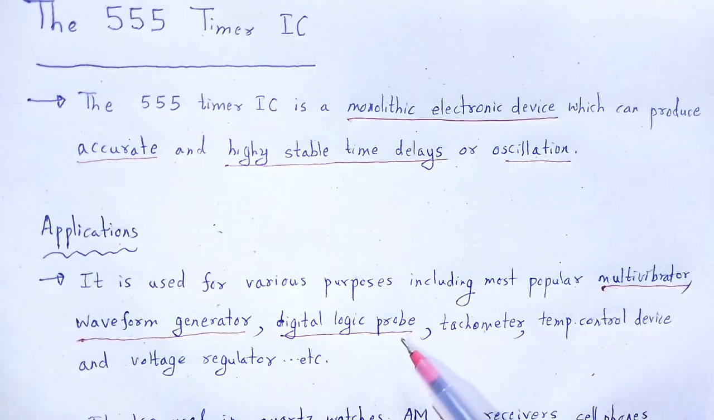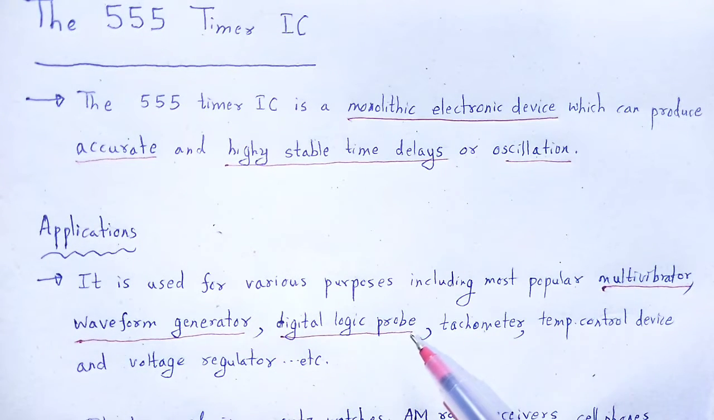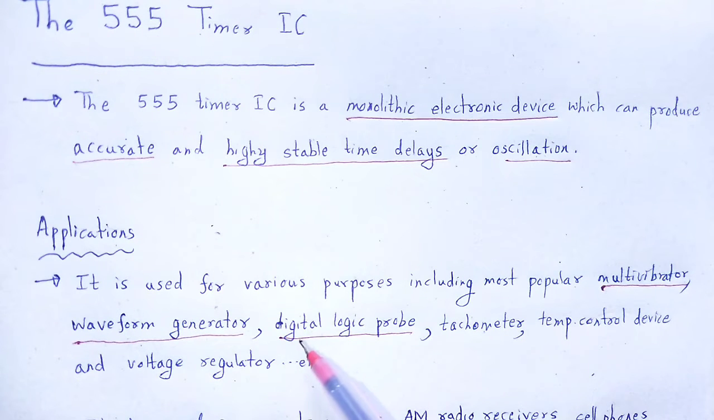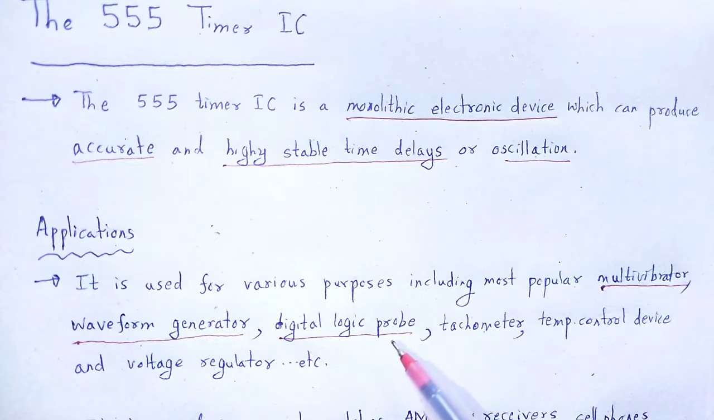A digital logic probe is an electronic device which is basically used to show whether a logic circuit is true or false, whether it is right or not, and whether all the equipment in that logic circuit is functional or not. It can be used to probe that logic circuit.